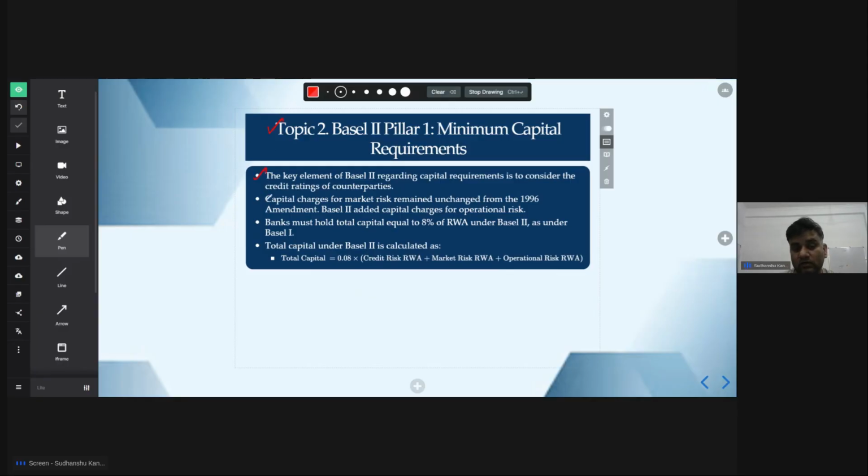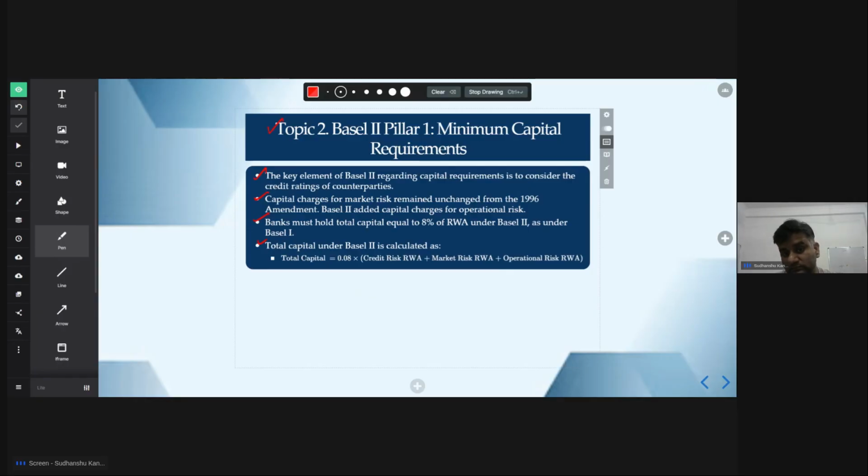If you talk about pillar one, credit risk is basically redesigned using ratings and IRB approaches. Market risk is unchanged from the 1996 amendment. Operational risk is new under Basel II. And when you look at the capital ratio, banks must still hold total capital equal to 8% of the RWAs. So the 8% rule remains, but RWAs are now more refined.